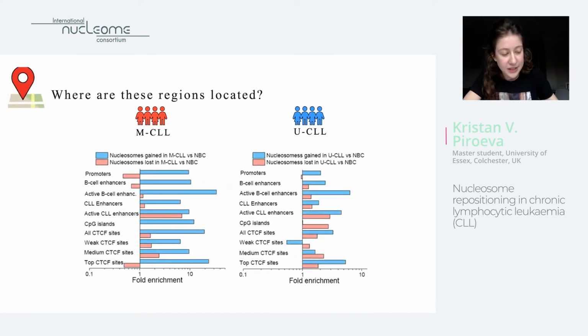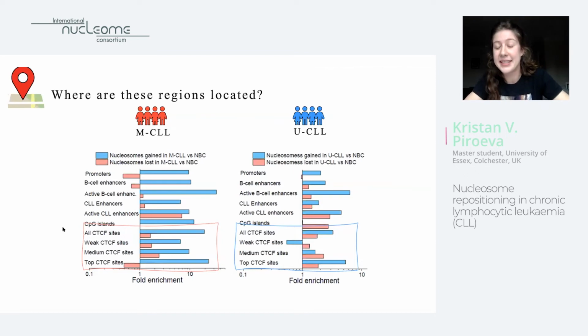If we go back to this enrichment graph, what else can we see from here? We can also see that there is high enrichment of regions gaining nucleosomes at CTCF binding sites. And most importantly, we can see that the stronger the CTCF binding site, the higher the enrichment in both CLL subtypes.